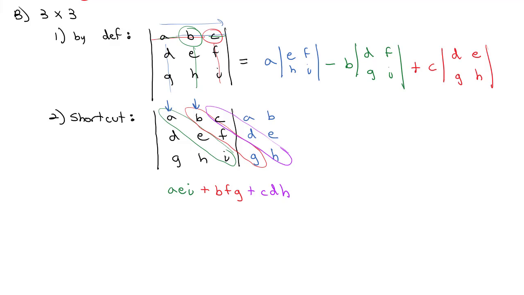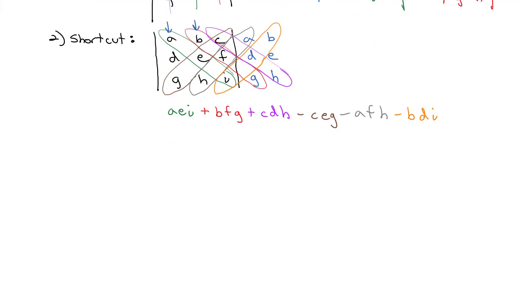Then the other direction, the uphills, we're going to subtract. Putting it in order, it would be C, E, G minus A, F, H, and finally B, D, I. And that then will calculate the determinant of our 3 by 3 matrix. We're going to use that shortcut more than the definition just because of how slick and quick it is.